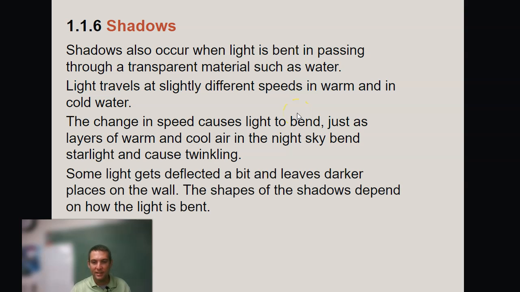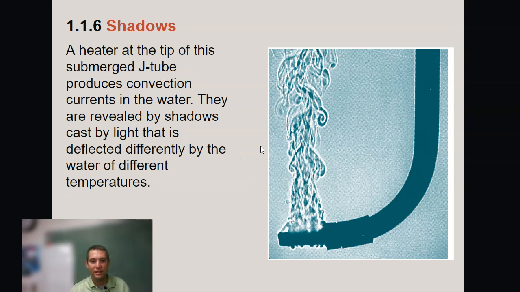Some light gets deflected a bit and leaves darker places on the wall. The shapes of shadows depend on how the light is bent. A heater at the tip of this submerged J-tube produces convection currents in the water. They are revealed by shadows cast by light that is deflected differently by the water of different temperatures. See the darker shadows, the more distinct shadows, versus the blurry shadows.